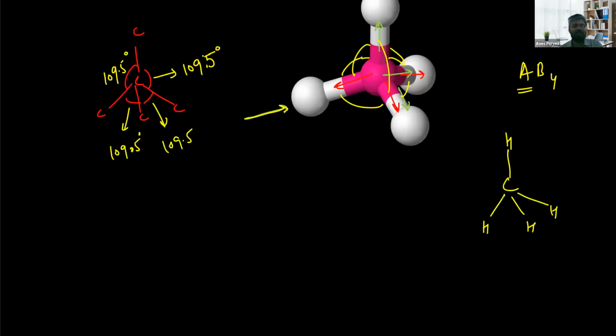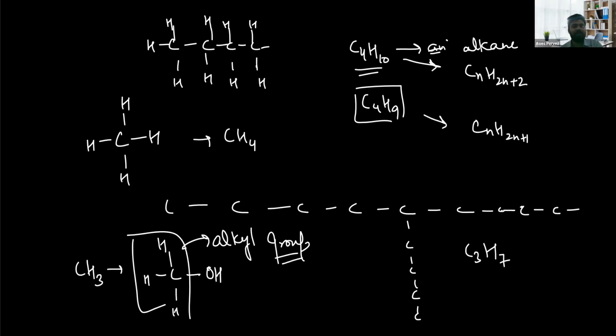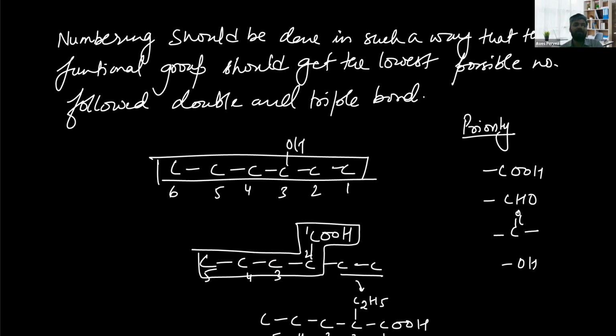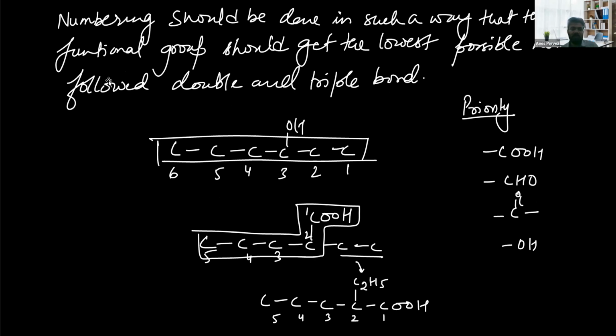Now moving to the next one. What was the rule? The third rule was, if more than one prefix is present, then their names should be written in alphabetical order. Have you written the second rule? Write it: numbering should be done in such a way that the functional group gets the lowest possible number, followed by double and triple bond, and priority. Write it as a whole.